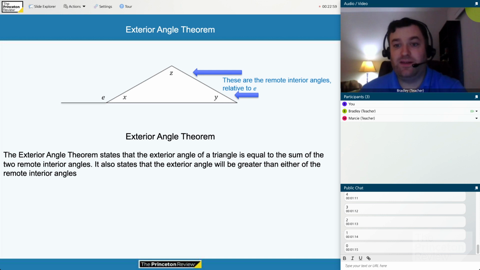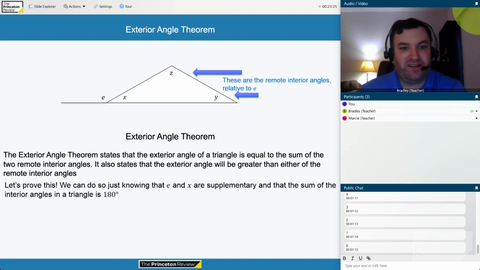It also states that the exterior angle will be greater than either of the remote interior angles, which makes sense because neither of those angles can be 0 and still have this be a polygon, right? Because if they were 0, we'd be looking at a straight line. And since they add up to that exterior angle, they will each have to be less than it.